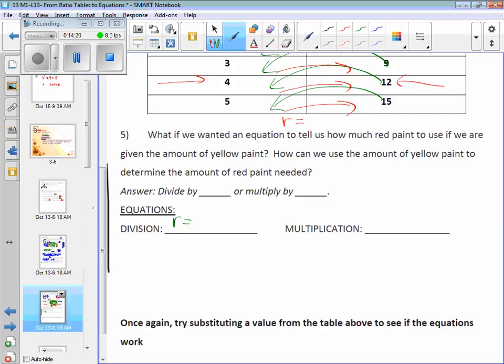What do you got? Go ahead. Come on, help me out. You're halfway there. Yeah, give it a shot. R equals 3. Okay.